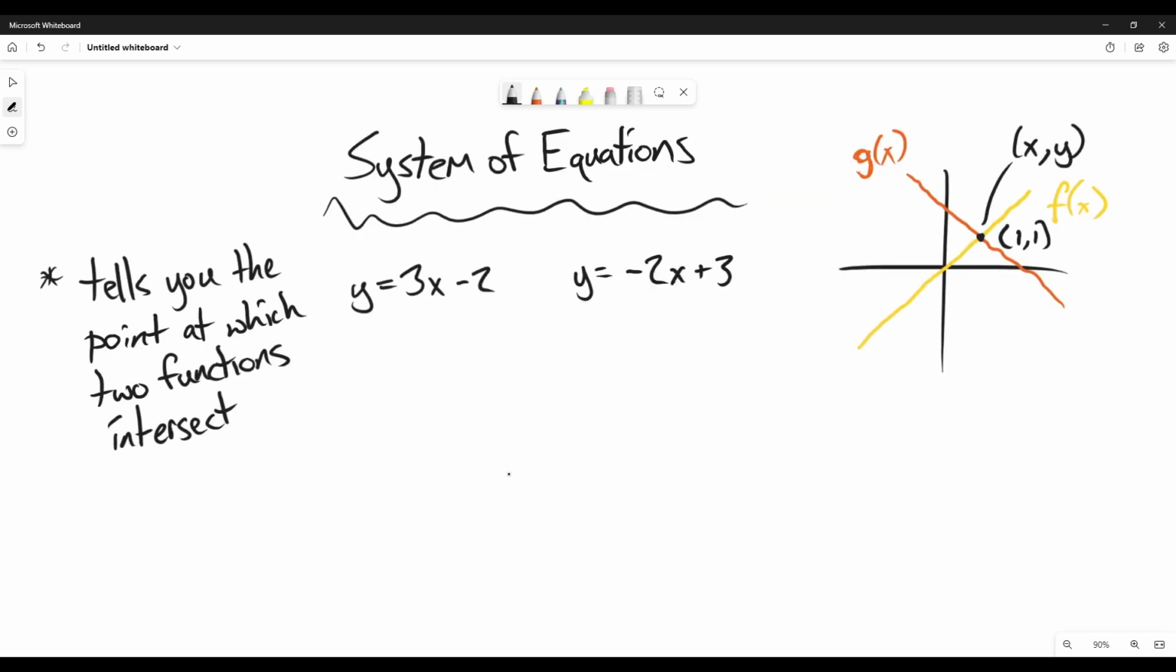I hope this helped you understand systems of equations and how to solve for them using cancellation.